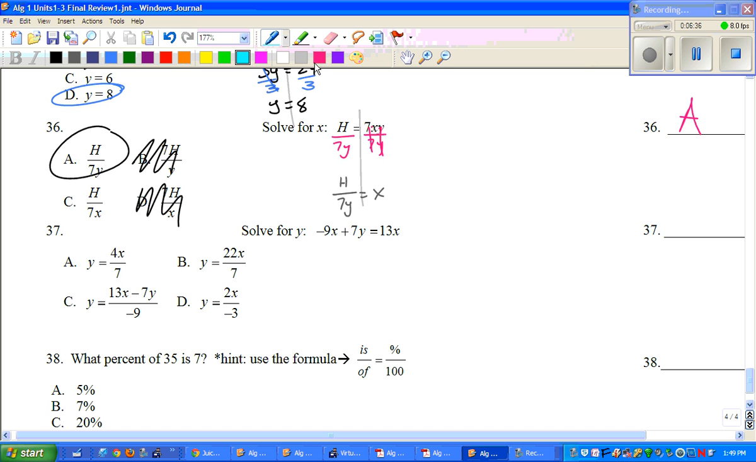Okay, so let's read the directions again. It's saying solve for y. Okay, to get the y by itself, add the x to the other side, and you can combine like terms. You get 7y equals 22x. Divide by 7. And we can't reduce that fraction, so y equals 22x over 7, which is B.